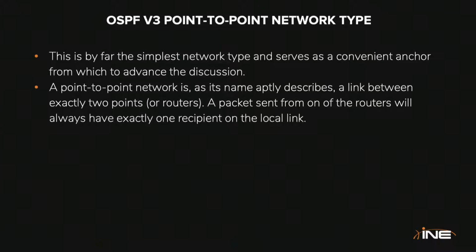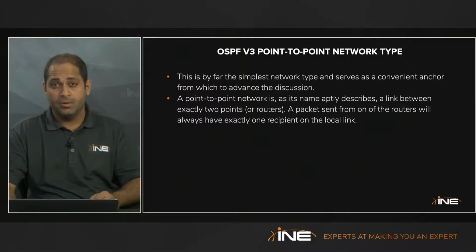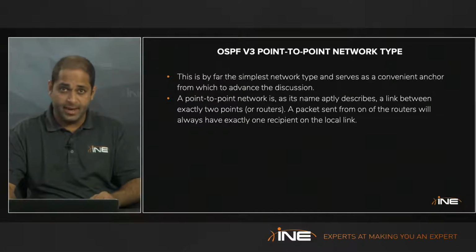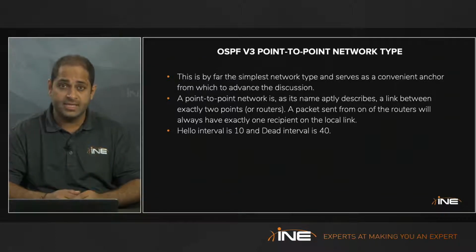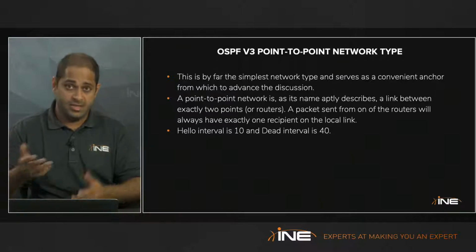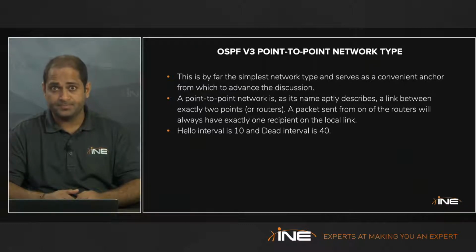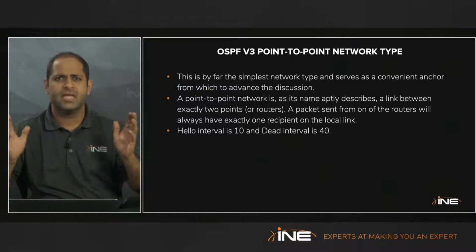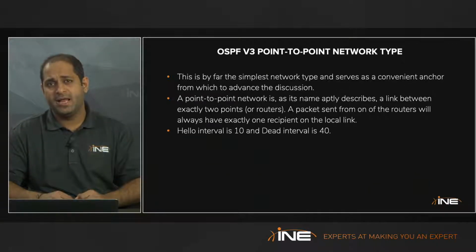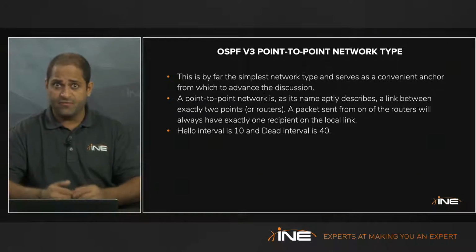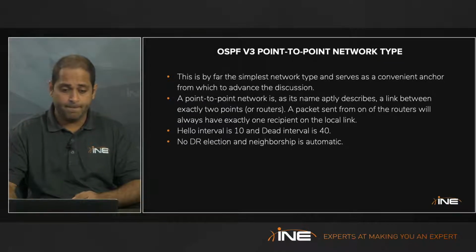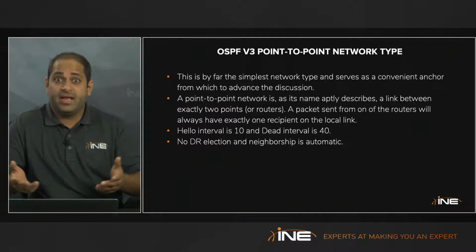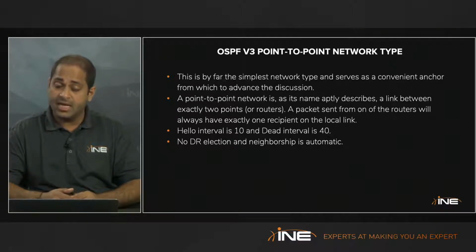Now, if you remember, for OSPF adjacency to form, your hello and dead should be the same. As far as point-to-point is concerned, the hello timer is 10 seconds, and the dead interval is 40 seconds. So as long as your network type is the same between two routers, and your hello and dead are kept the same, which is default 10 and 40, you should be able to establish an OSPF adjacency. In point-to-point, there is no need for a DR election, and neighborship is automatic.